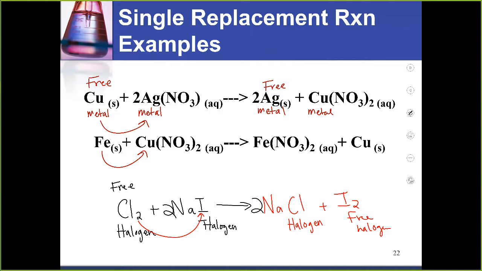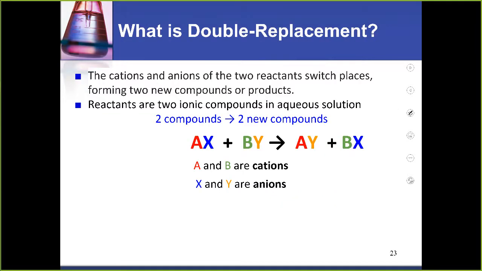So that is single replacement. Last one, double replacement. Super easy, actually. Double replacements are when there are two things that get replaced. So you've got your generic equation, AX plus BY goes to AY plus BX. Here are the things you should note. A and B are both cations. That means they have a plus charge. It could be +1, +2, +3, whatever. X and Y are anions.